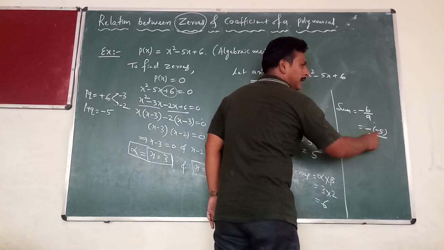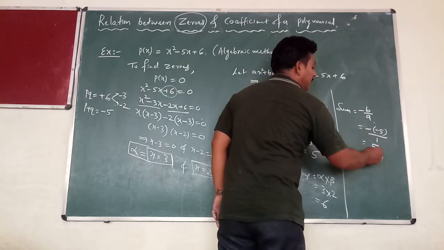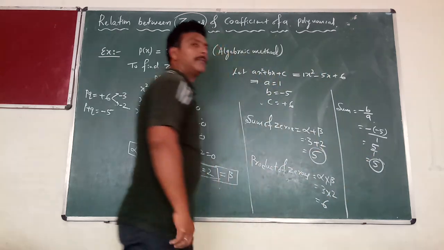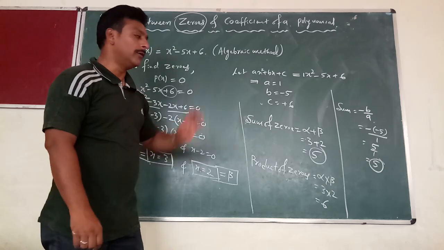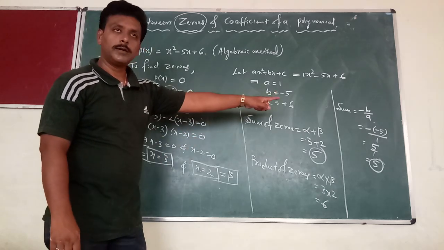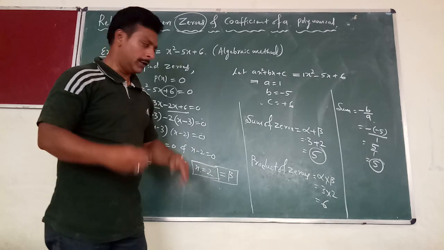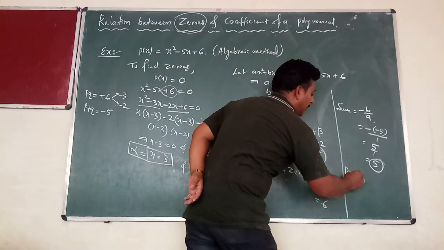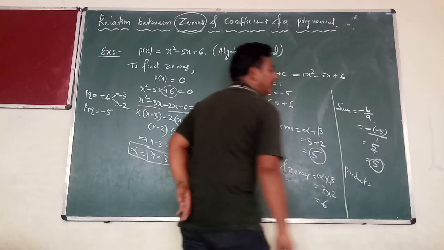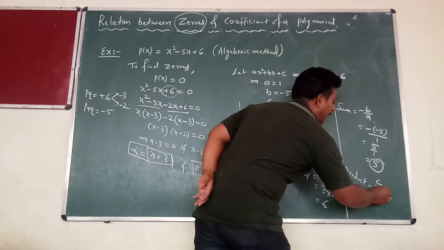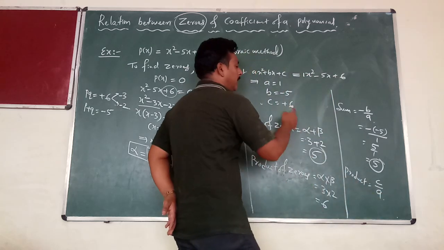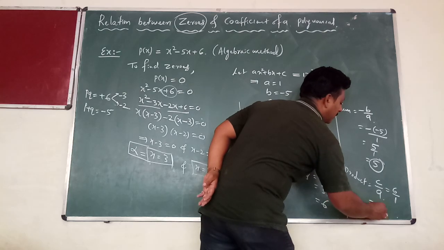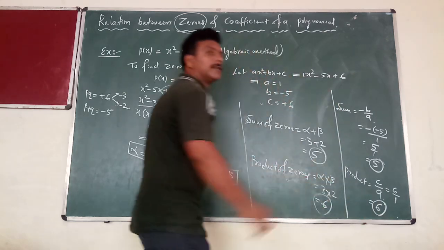Minus of minus 5 is plus 5, divided by 1, means 5 only. See, 5 and 5. The sum of the zeros is equal to minus b by a, from the coefficients of the polynomial. If we want the product, you have to take c by a, and you will get the same answer. What is c here? 6 divided by 1, so the answer will be 6. This is also 6, this is also 6.